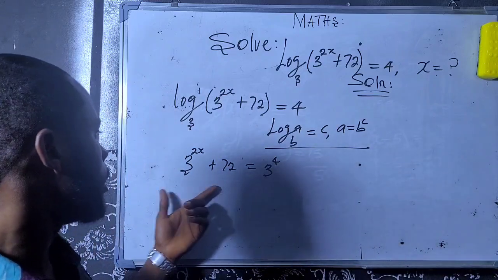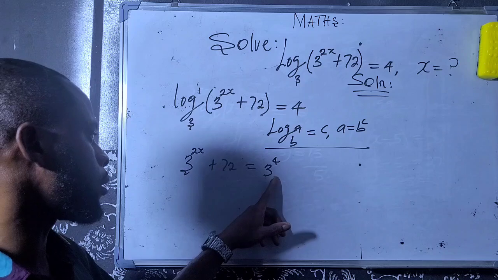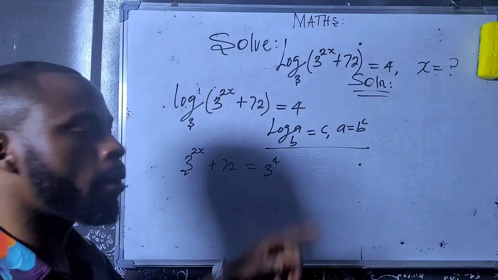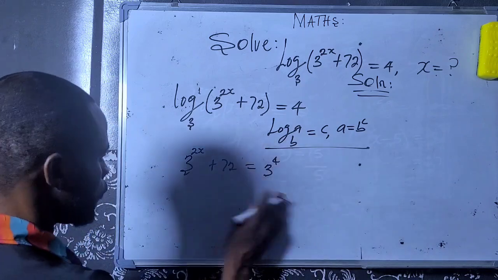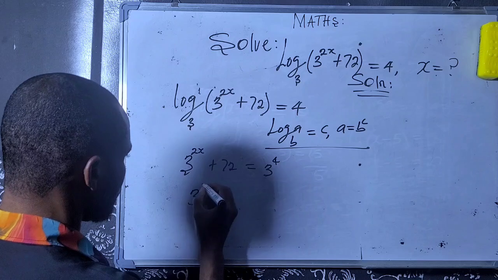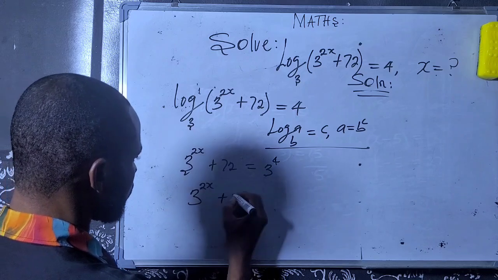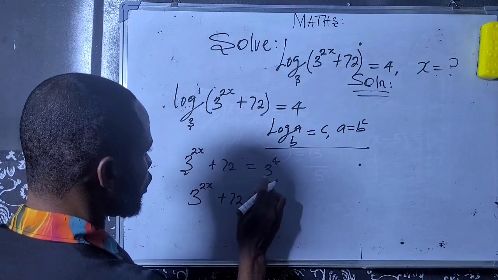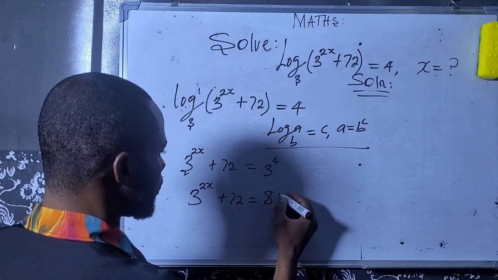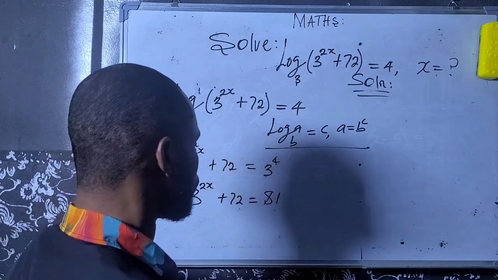Now, the next step to be considered is to express 3 to the power of 4. If you do that, the equation becomes 3 to the power of 2x plus 72, and 3 to the power of 4 gives us 81.